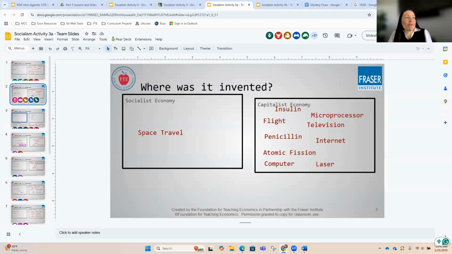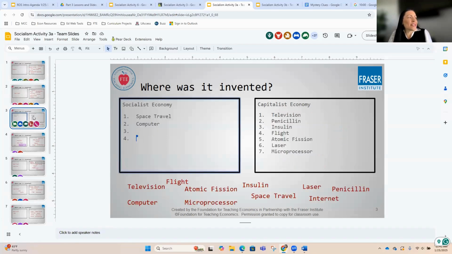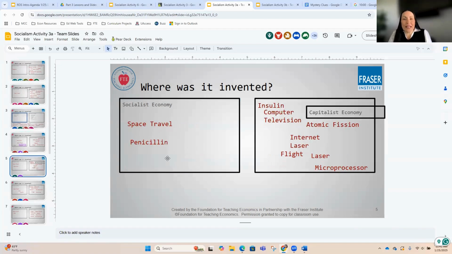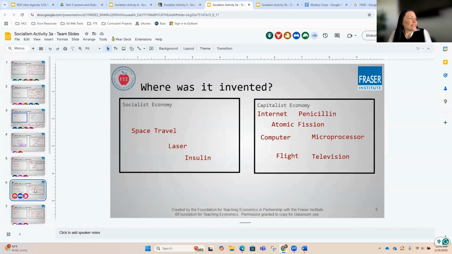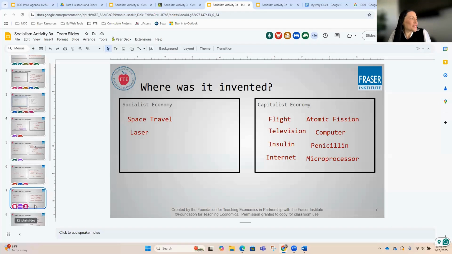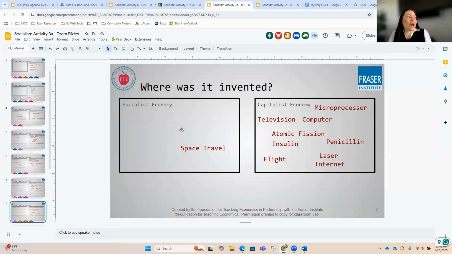Here we have similar, everything under capitalist for group 2, except they put space travel in the socialist economy. This one had space travel and computer for the socialist economy. This group had space travel, not the computer, but insulin, laser, and penicillin for the socialist economy. This one had space travel and penicillin. This one same, except they added laser also for the socialist economy. Space travel and laser. So we're seeing a lot of space travel with some different combinations here. And the last group had space travel on socialist economy and everything else on the capitalist economy.